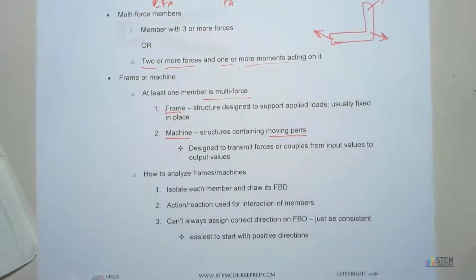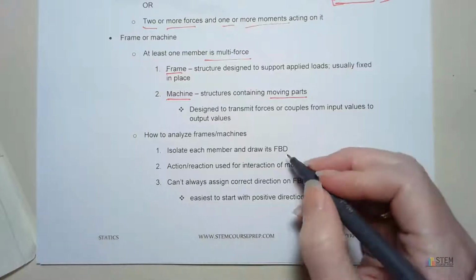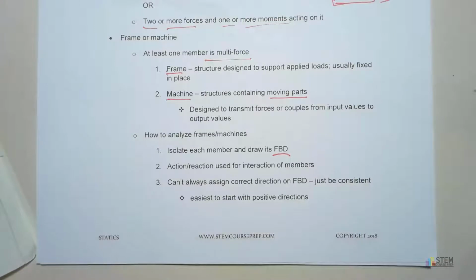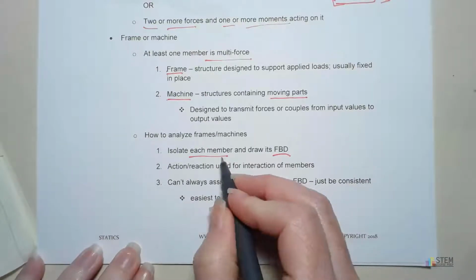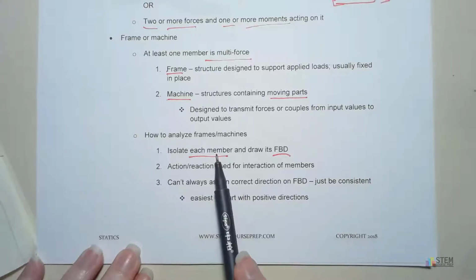Now, how are we going to analyze these? First thing we want to do, we want to isolate each of the members and draw its free body diagram. All right, now the key here, we need each member. So if there are four members, you're going to draw the free body diagram for each one of those members.